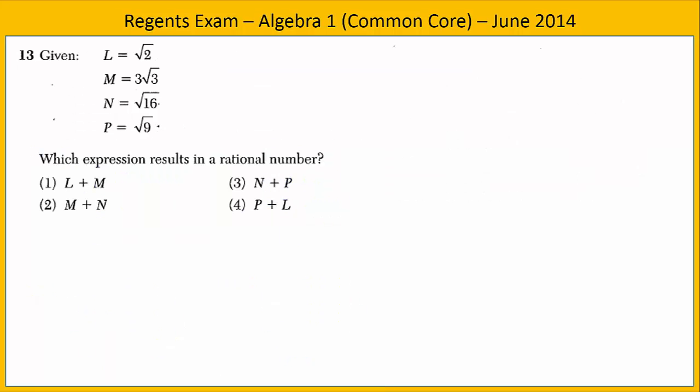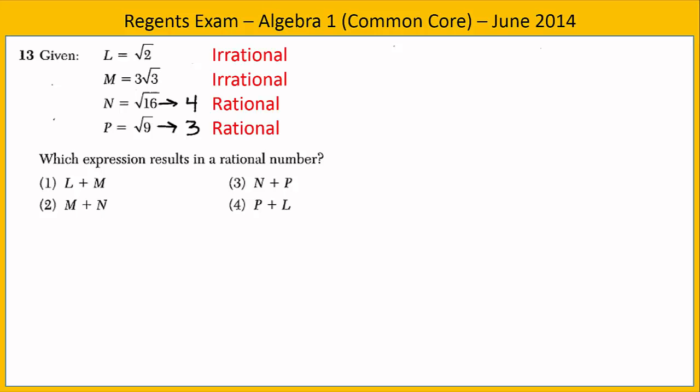In exercise 13, we're given 4 expressions called L, M, N, and P. We're asked which sum represents a result that's a rational number. Let's take a look at the numbers carefully. Square root of 2 does not simplify. 3 square roots of 3 also does not simplify. But the square root of 16 is 4, and the square root of 9 is 3. They're perfect squares.